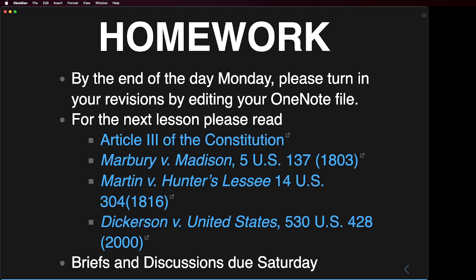Next class, we are going to begin talking about who gets to interpret the Constitution. And we're going to learn basically that the Supreme Court gets to do that. These three cases deal with that. So I have included these in the notes. They have the citation if you want to go to the citation. Otherwise, if you click these, it'll open the corresponding pages.